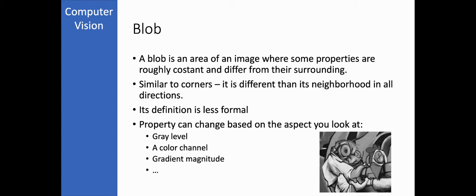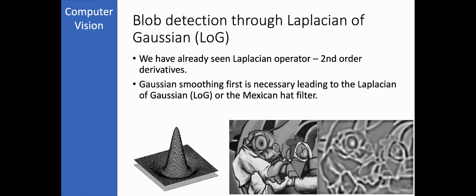Its definition, however, is less formal. Some property meaning similar gray levels in an area, similar colors in an area, or even similar gradient magnitude in an area. If I look at this image, for example, this eye can be a blob, the entire spectacle can be a blob, this entire arm can also be a blob. So it's less well defined, but that's okay, because we will use methodologies that leverage this ambiguity.